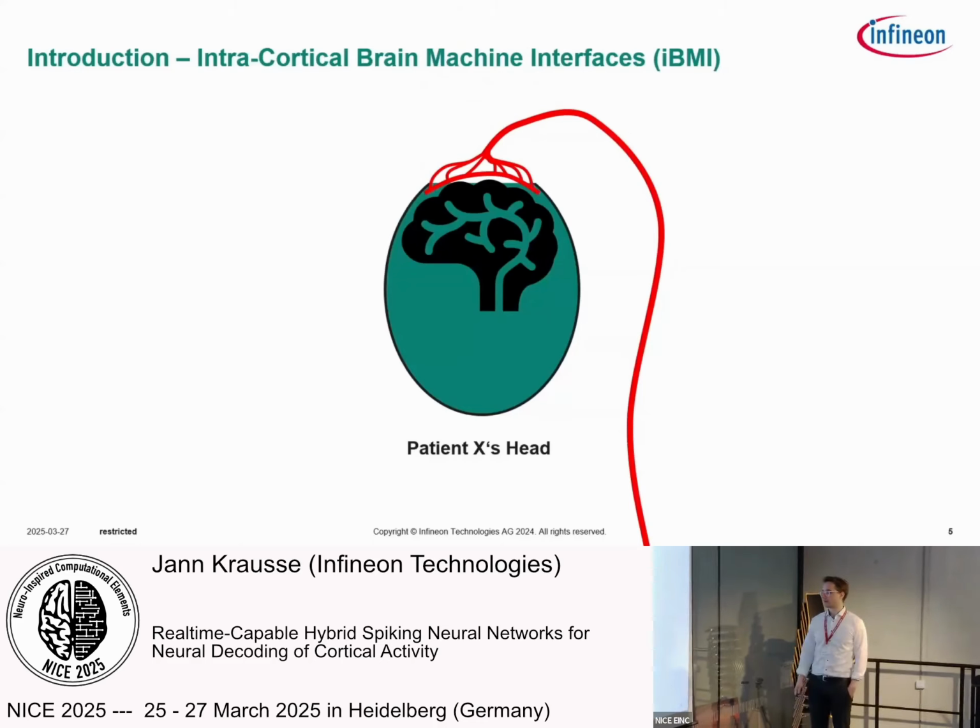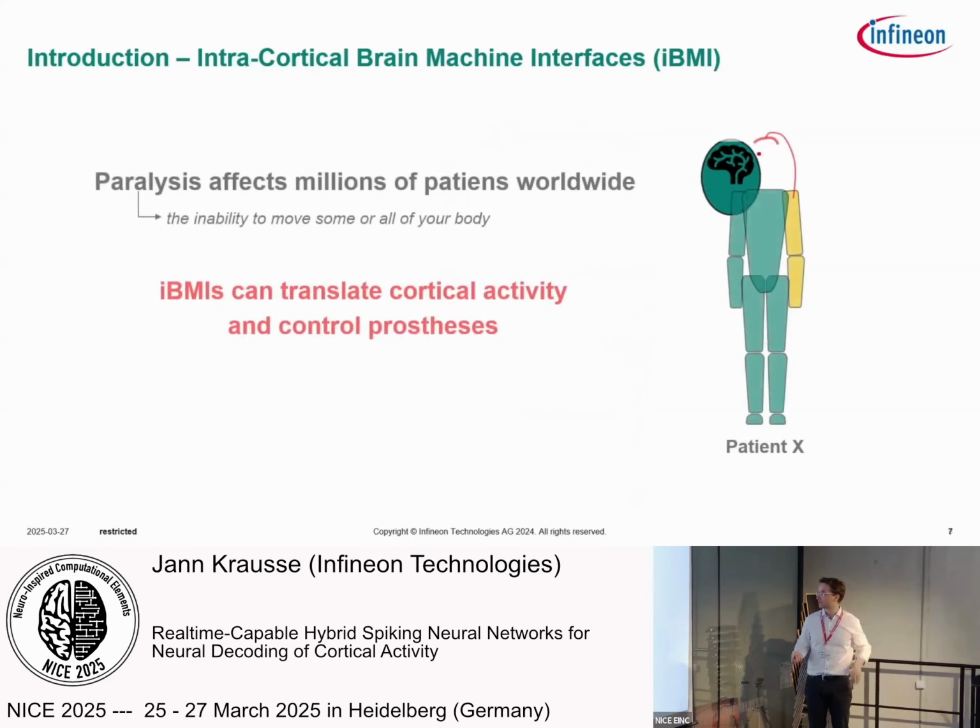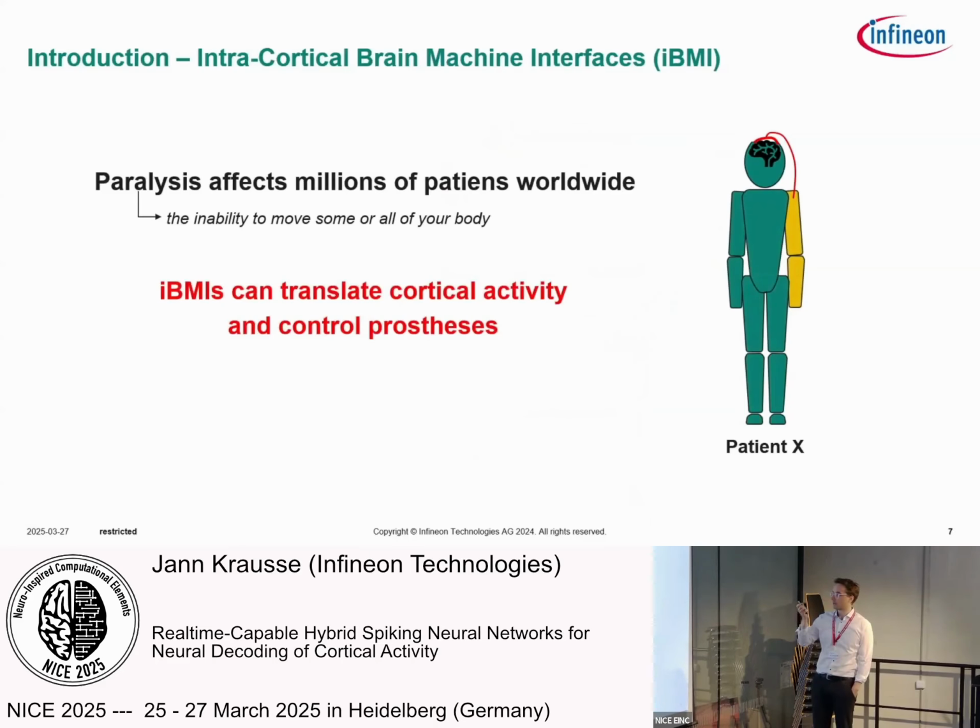And that in turn can then be used to control some external device like a prosthesis or an exoskeleton. And in here, for example, patient X now has a prosthetic that is being controlled by the BMI, and hence he is now able to use his left arm again, and that makes him very happy. Of course, this would be a big upgrade for any patient that's really suffering from this condition.